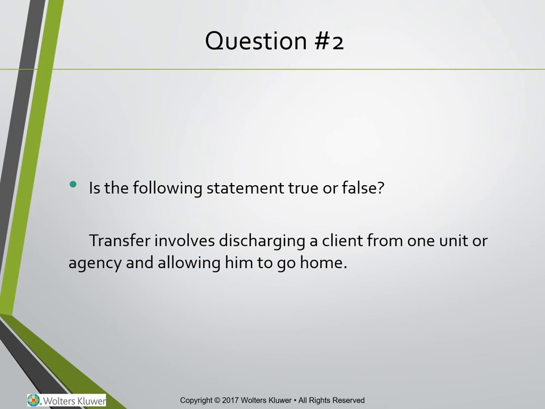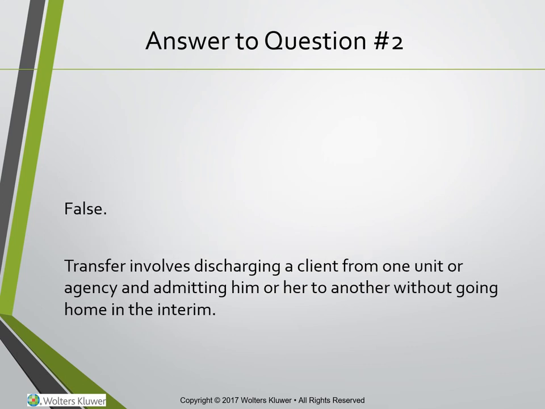Is the following true or false? Transfer involves discharging the client from one unit or agency and allowing him to go home. The answer is false. Transfer involves discharging a client from one unit or agency and admitting him or her to another without going home in the interim.